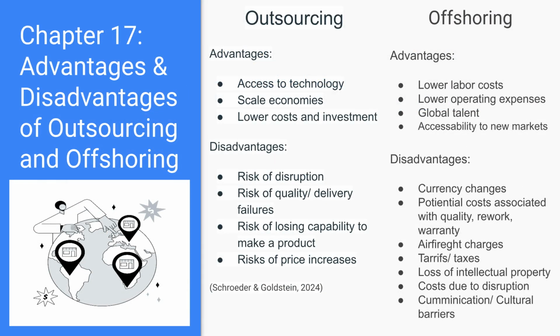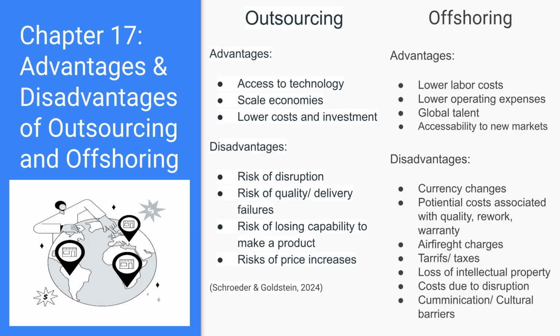Chapter 17 looks at the advantages and disadvantages of outsourcing and offshoring. Outsourcing means getting products from outside suppliers and not producing them in-house. Some advantages of this are access to technology, scale economies, lower cost and investment. Some disadvantages include risk of disruption, risk of quality and delivery failures, the risk of losing capability to make a product, and then risk of price increases.